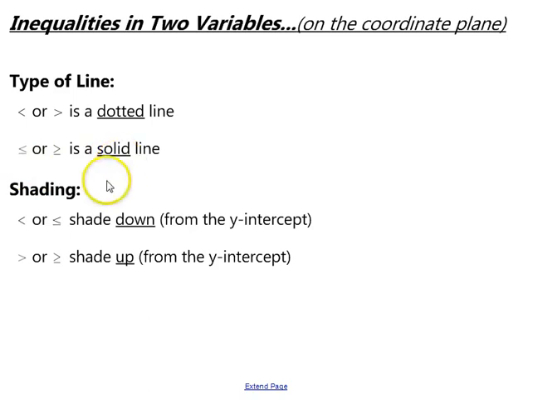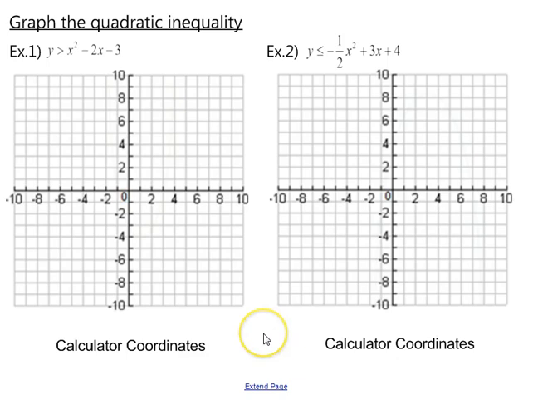line that you draw. For shading, if it's less than or equal to, you're going to shade down from the y-intercept on the graph. And then if it's greater than or equal to, we're going to shade up from the y-intercept on the graph. So first we're going to practice graphing one quadratic inequality at a time.